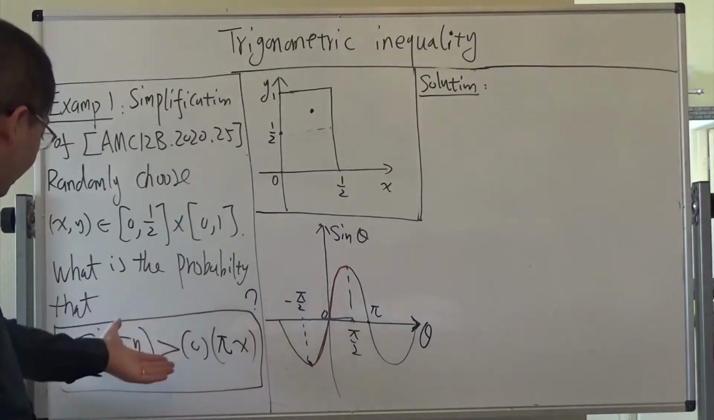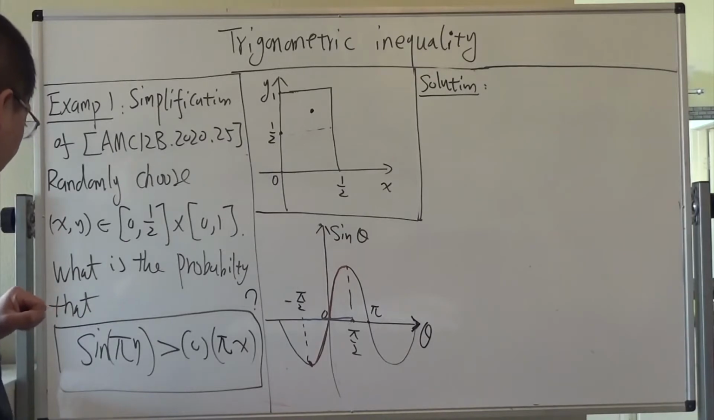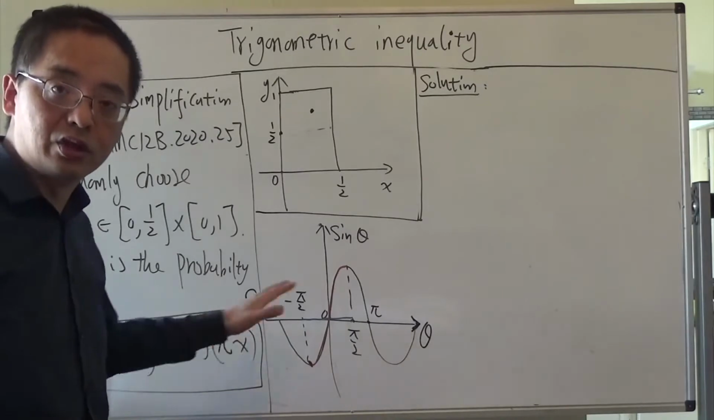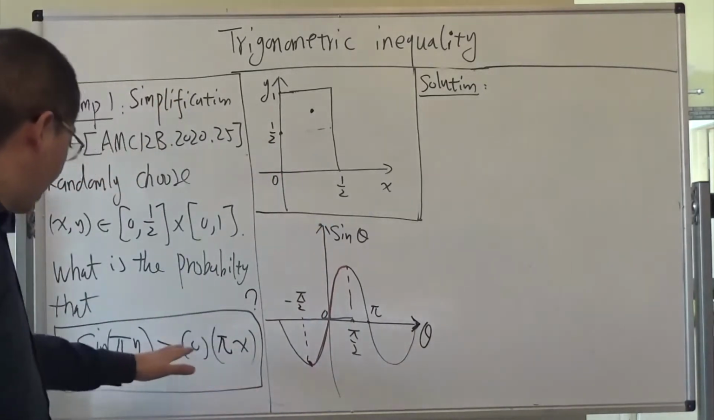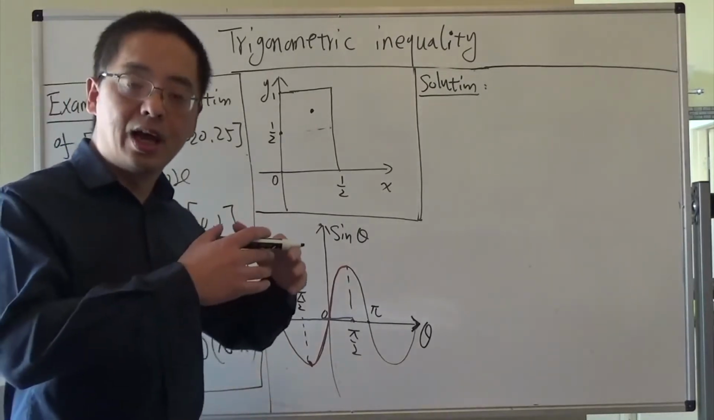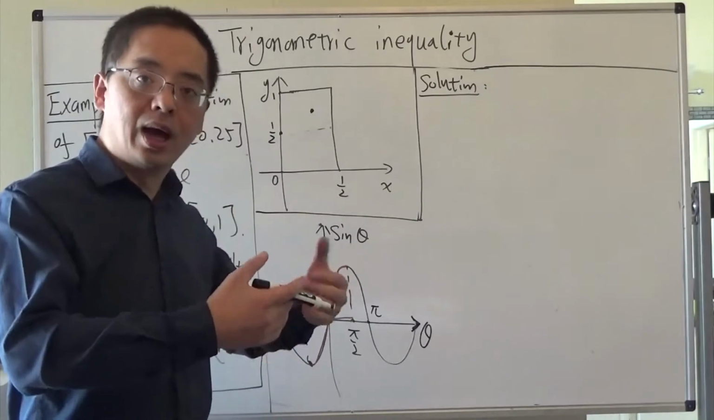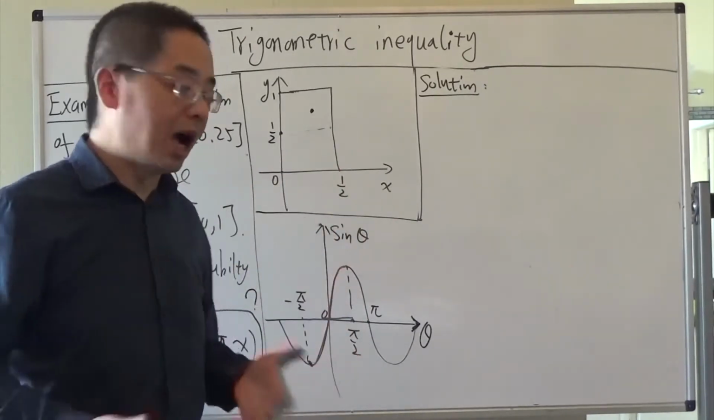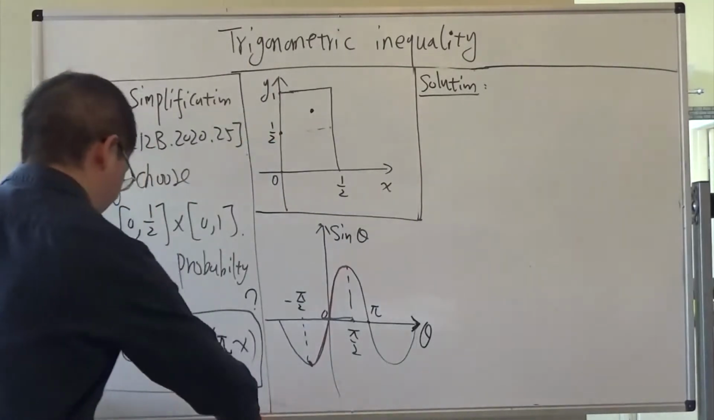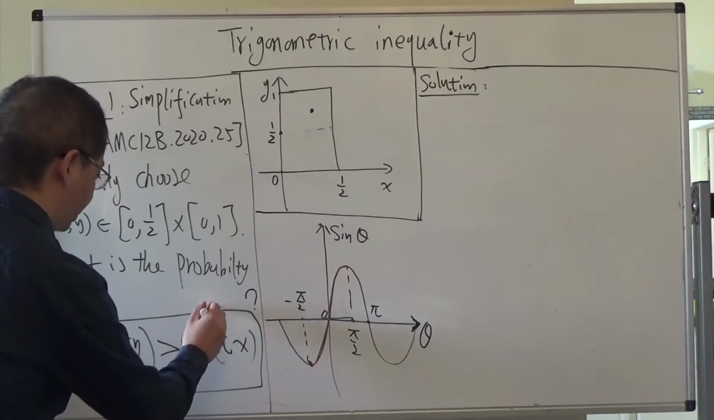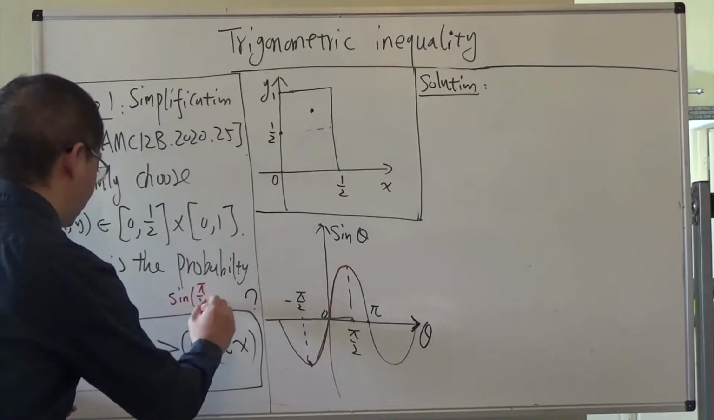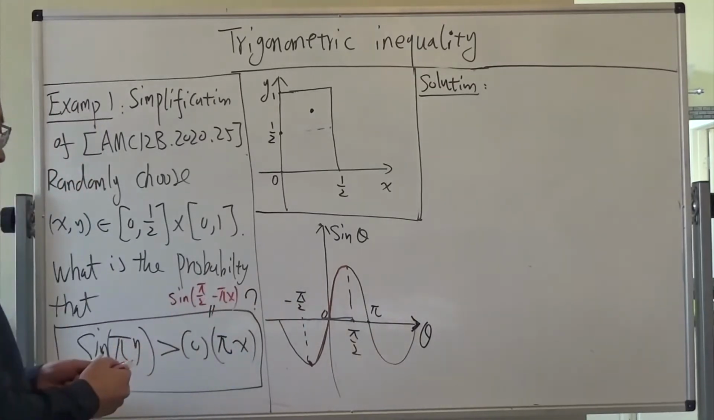There are different ways to solve this trigonometric inequality. What I like to do is to first transfer them into the same trigonometric function. Since here we have two trigonometric functions, sine and cosine, we can transfer them into either both sine or both cosine. So I will go with sine. For cosine, we use the relation that cosine pi x equals sine of pi over 2 minus pi x.